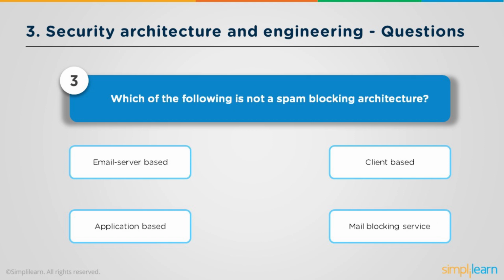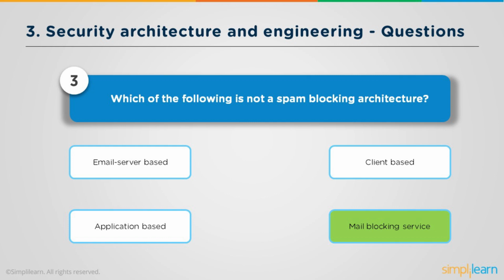Question 3. Which of the following is not a spam blocking architecture? Now, what is spam and how you're going to block it? It can be at the client side, it can be on the email server where we have identified spam filters, could be application based. In this scenario, mail blocking service is basically you creating a blacklist which will block emails from certain addresses or from certain things.